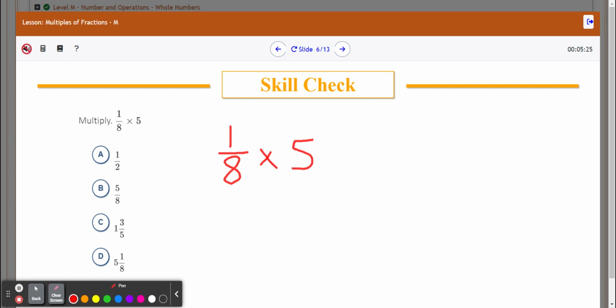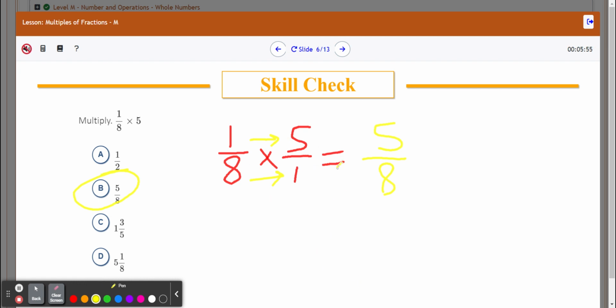So 1 over 8 times 5 is the same as 1 over 8 times 5 over 1, because 5 over 1 equals 5. So now we just multiply straight across. That's how you multiply fractions. So 1 times 5 is 5. 8 times 1 is 8. And what do you know? The answer is 5 over 8.